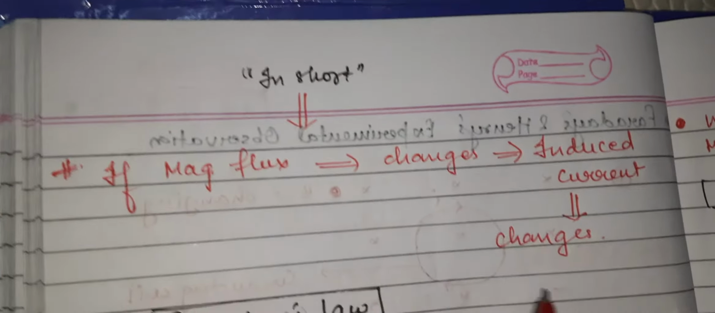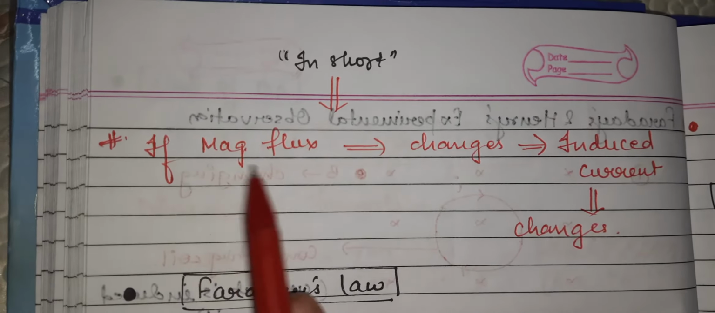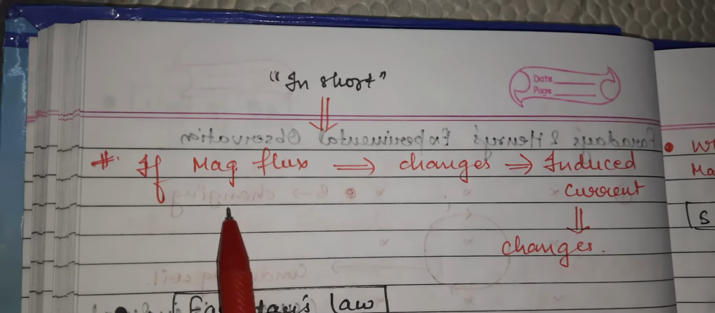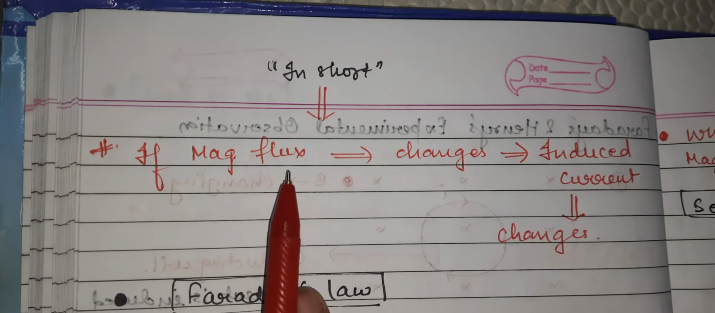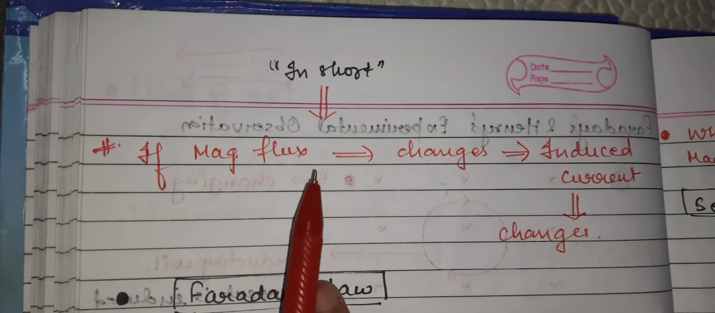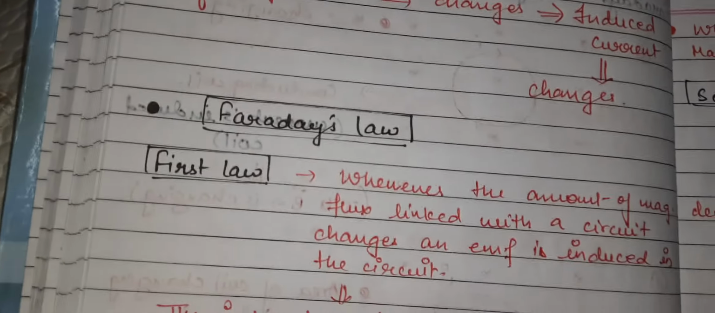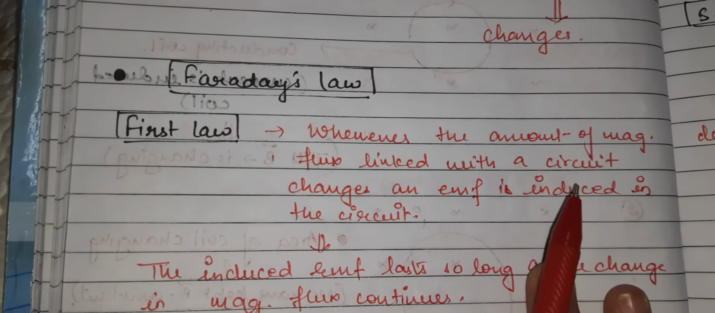So in short, if I want to write a statement about these three experiments: if magnetic flux is changing, the induced current is also changing. If you change the magnetic flux in any way, whether by changing the magnetic field, by changing the area, or by changing the orientation, you will get an induced current. After these experiments, Faraday observed this and gave his own law.